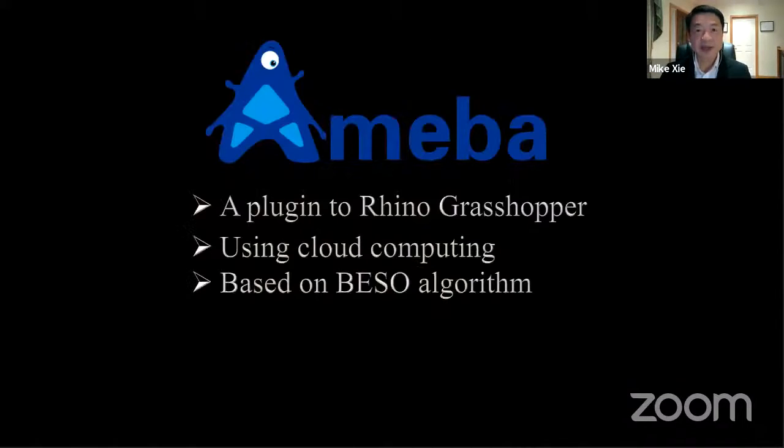And Ameba is a simple plugin. So we are taking advantage of the modeling and meshing capability of Rhino Grasshopper. And we use cloud computing in order to have very fast computational speed. And the whole algorithm is based on the bi-directional evolutionary structure optimization algorithm originally proposed by my team.